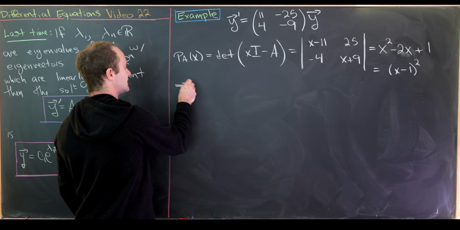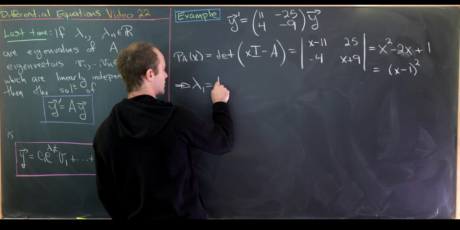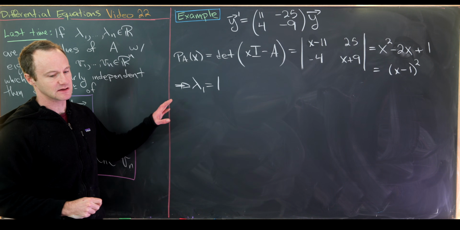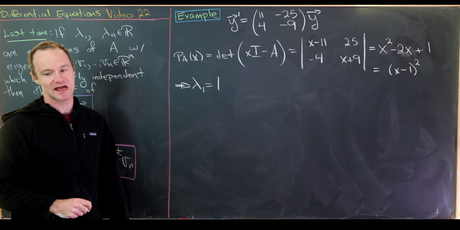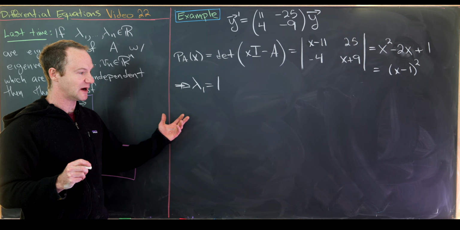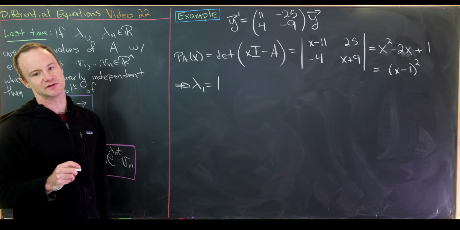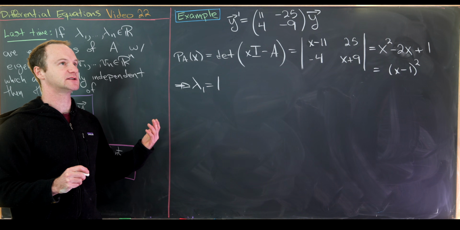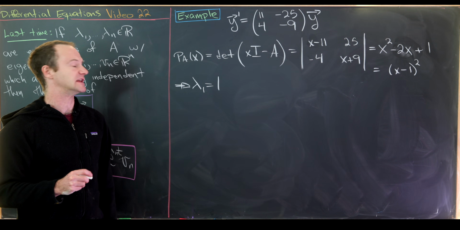So that means we only have a single eigenvalue, and that eigenvalue, which I'll call lambda 1, is 1. Now immediately, since this is a 2 by 2 matrix, we know that this is not diagonalizable, because the only diagonalizable 2 by 2 matrices with only a single eigenvalue are multiples of the identity. That being said, let's go ahead and calculate the eigenvector, because we'll use that at the end of this whole process.